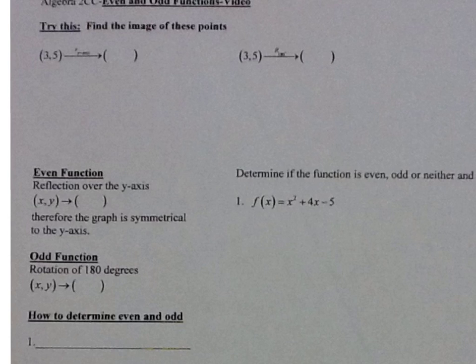So the rule, hopefully you remember, is when you have (x, y), the rule for reflection over the y-axis is (x, y) becomes (negative x, positive y). Okay? So if I have (3, 5), (3, 5) will become (negative 3, 5). So let's just take a look at this now. Notice the x values. The x values are opposite. And look at the y values. My y values are the same.